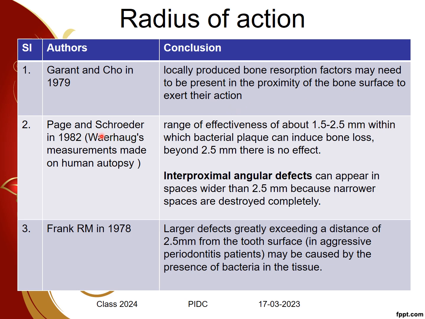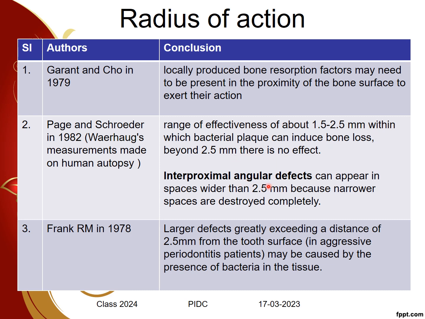So Page and Schroeder also found out if there is a range of effectiveness, that is, if plaque is present, around how much range it is effective, that it will result in bone loss. So its range of effectiveness is around 1.5 to 2.5 within which the bacterial plaque can induce bone loss. So beyond that, there is no effect.